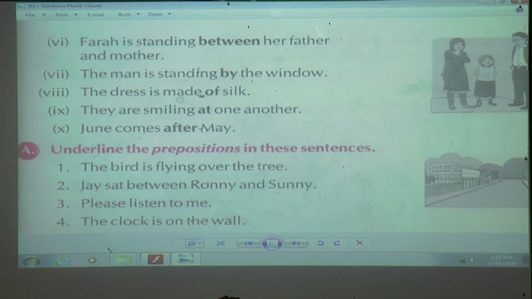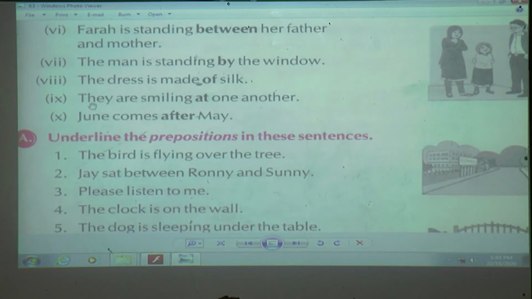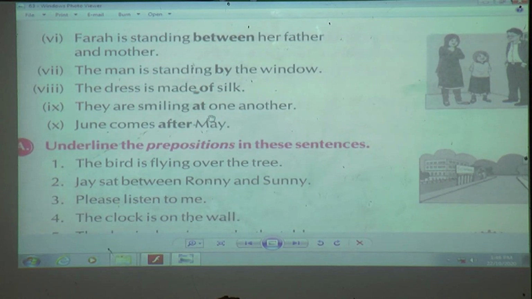So you should know what each of these is in the sentence. They are smiling at one another. Again I'll repeat, they are smiling at one another. So at is a preposition. June comes after May. Yes. So after is what? Preposition. So how many prepositions have we finished over here? In these 5 sentences, 5: between, by, of, at, after.